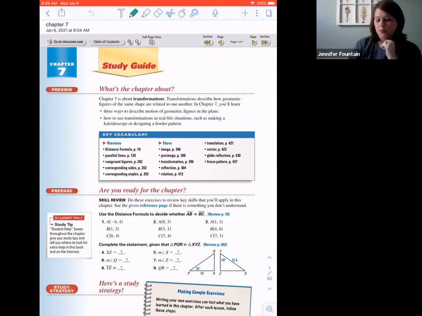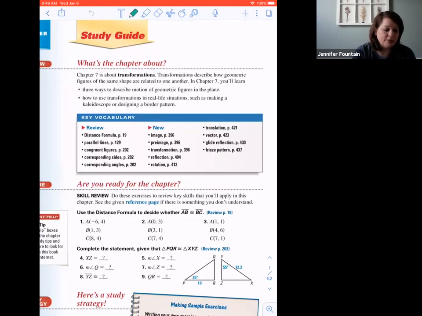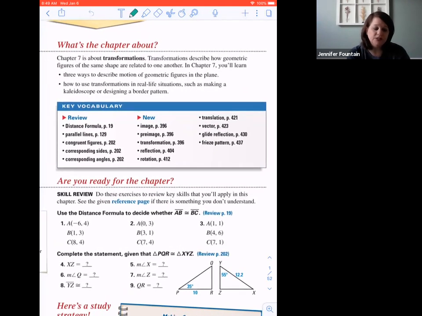Okay, while that's pulling up, we'll go ahead and take a look. It says, what's this chapter about? Chapter 7 is about transformations. Transformations describe how geometric figures of the same shape are related to one another. So the big key there is, of the same shape. And so we're just looking at those different ways. There we go, I can have that open and see it on here.